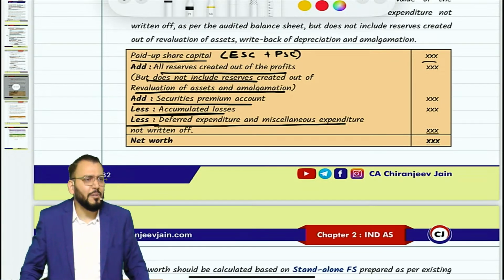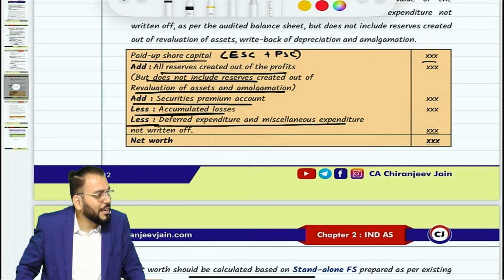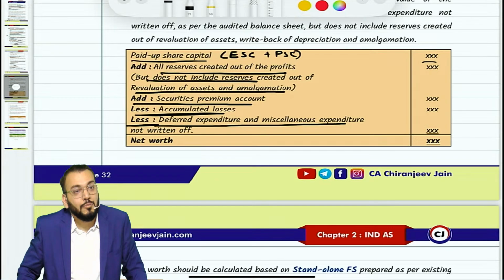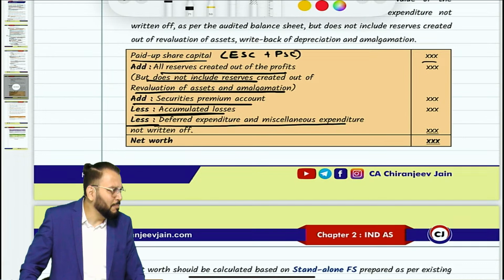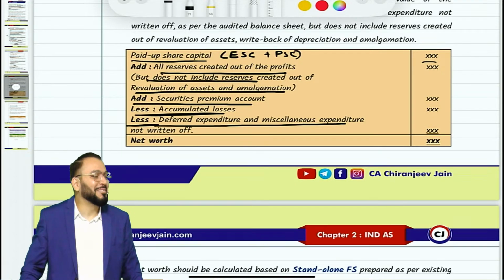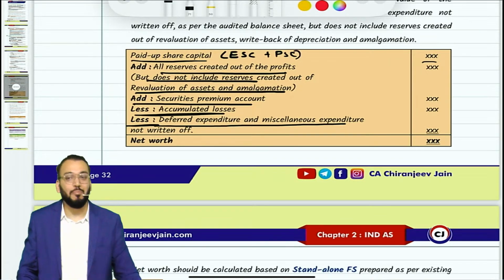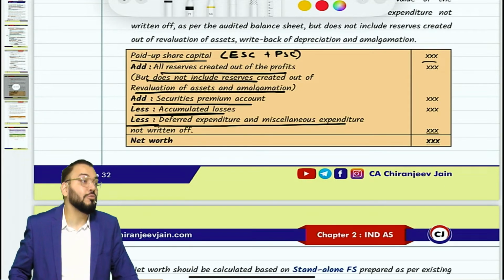Do you know what is deferred revenue expenditure? Have you done it somewhere? You don't know? Acha, miscellaneous expenditure, do you know any example? Preliminary expenses. Correct. Any more examples? Incorporation expenses and preliminary expenses are the same only. One more example: I don't know whether you have done that or not, but many teachers teach in CA Foundation advertisement expenditure.